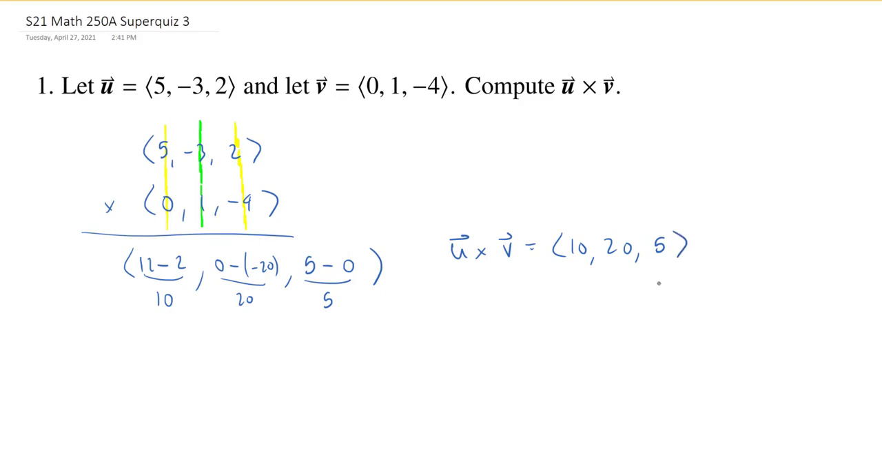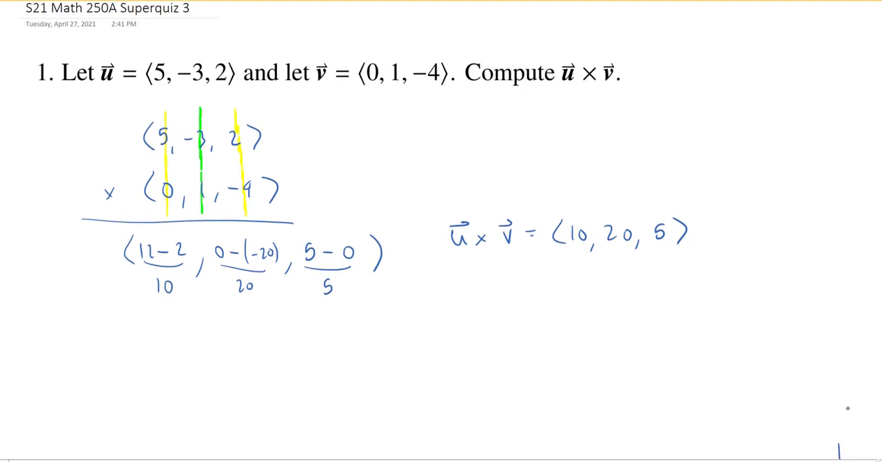Okay, let's see another way somebody could do it. Some people like to use determinants. So the determinant of the 3 by 3 matrix, where you put i, j, and k. Remember, i represents the unit vector in the x direction, so 1, 0, 0. j is 0, 1, 0. k is 0, 0, 1. I put those in the top row.